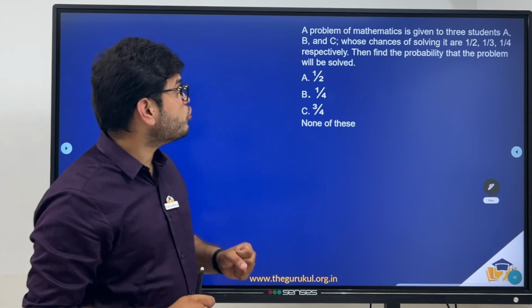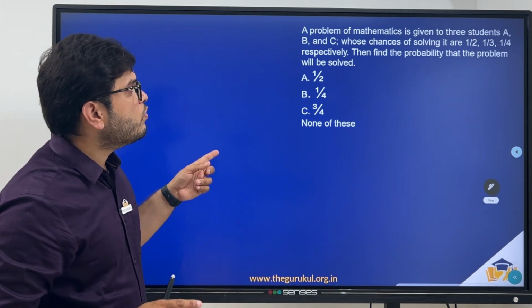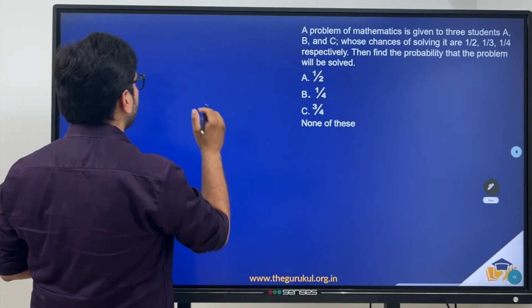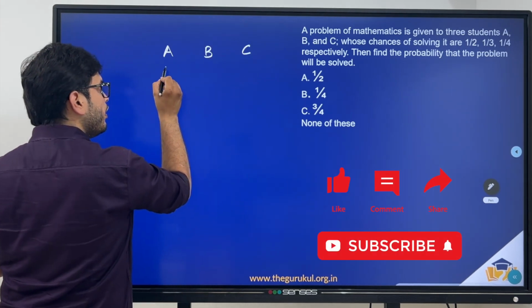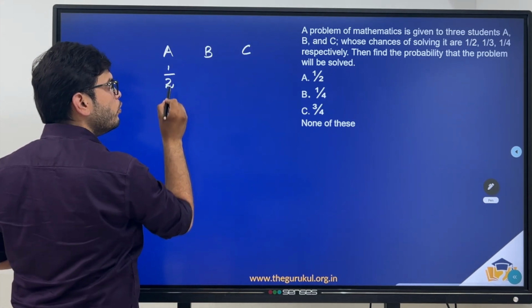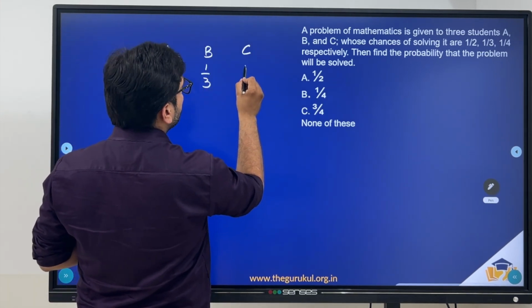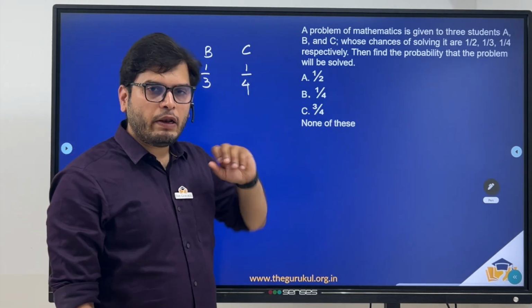Now coming to the fifth question. A problem of mathematics is given to 3 students A, B and C whose chances of solving it are 1 by 2, 1 by 3 and 1 by 4 respectively. So we have 3 students A, B, C. The probability of A solving that problem is 1 by 2. Probability of B solving the problem is 1 by 3 and C 1 by 4. Right. Then find the probability that the problem will be solved.